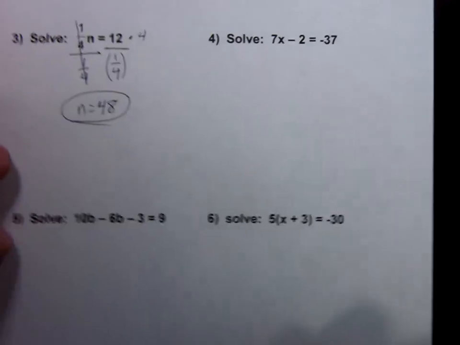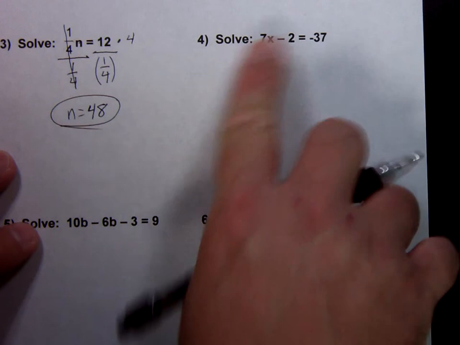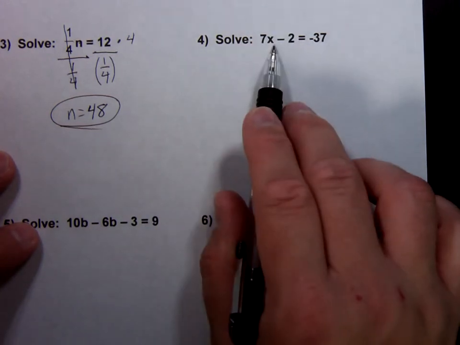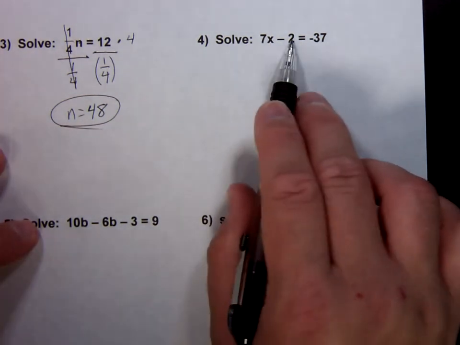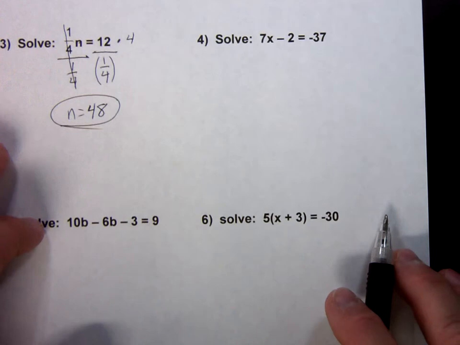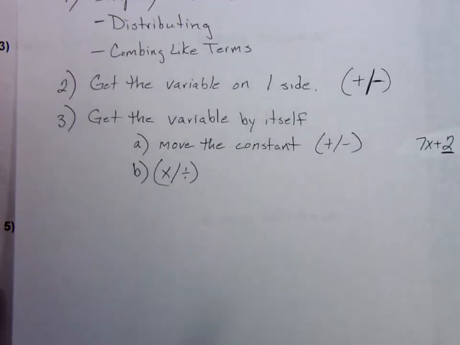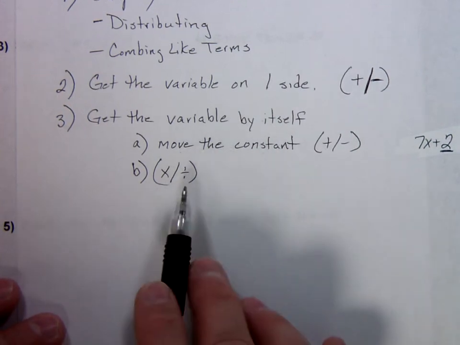All right, number 4. Left side of the equation is already simplified. Right side of the equation is already simplified. Variable is already on one side, so we're just getting the variable all by itself. Now here we have two different things on the same side of the equation as x to get rid of. The order that we get rid of them in is important. Remember, when we're getting the variable by itself, we first have to move the constant, and then we'll worry about getting rid of the other number.